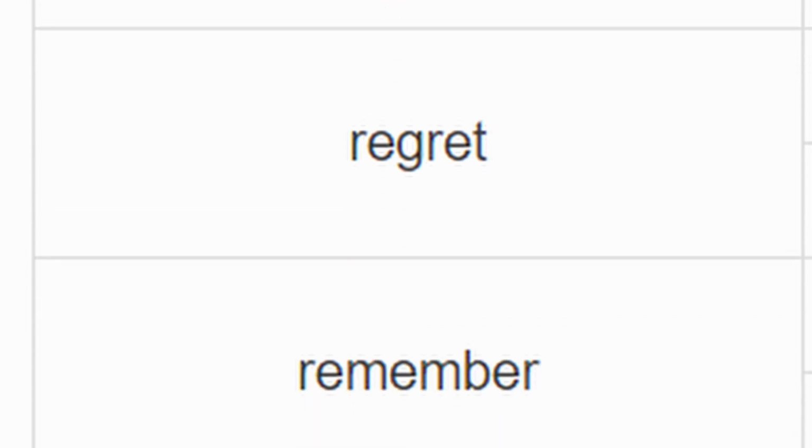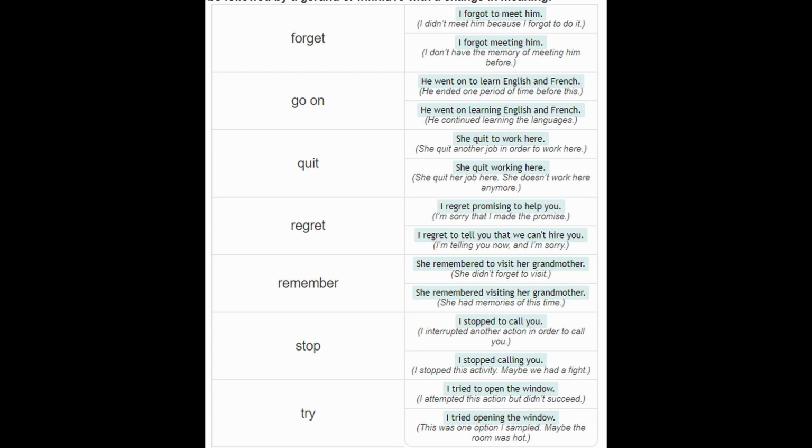gerund or an infinitive. For example, forget, go on, quit, regret, remember, stop, and try. The most difficult part of all these verbs are the verbs that are followed by a gerund or infinitive, and they have a change in their meaning.